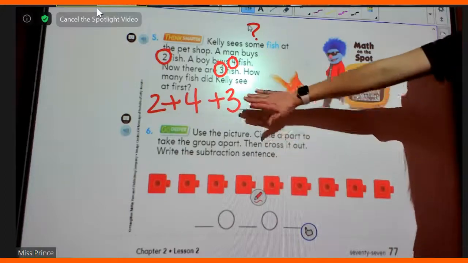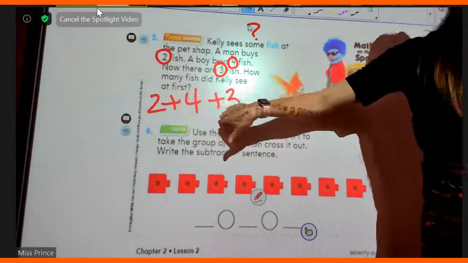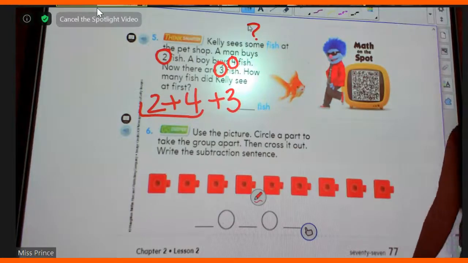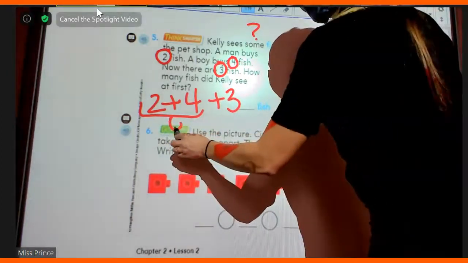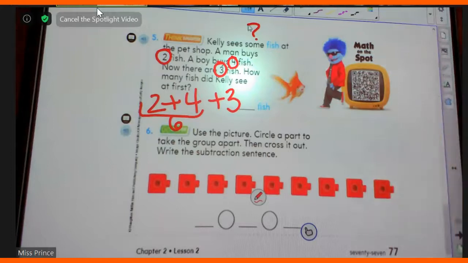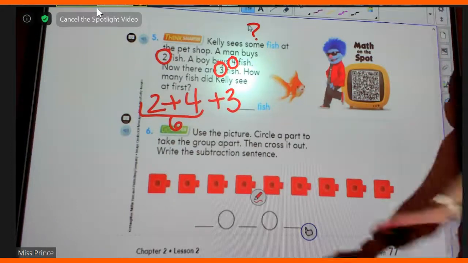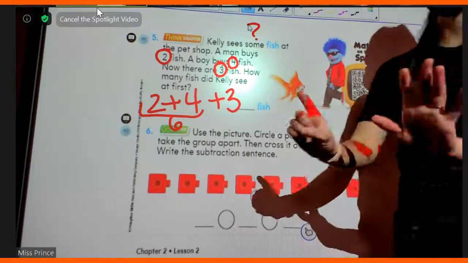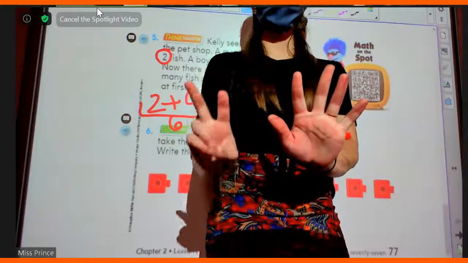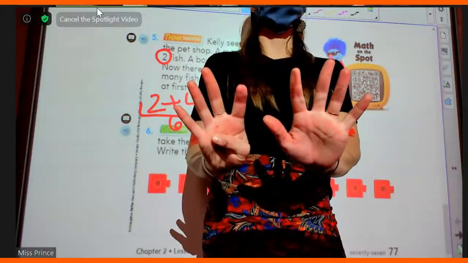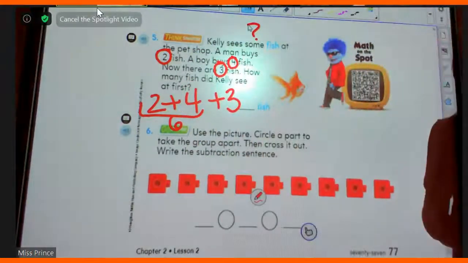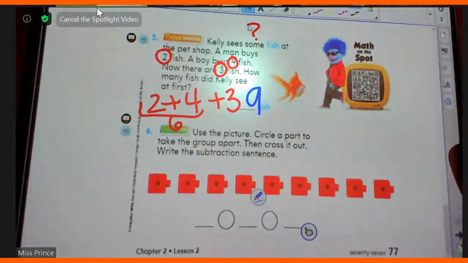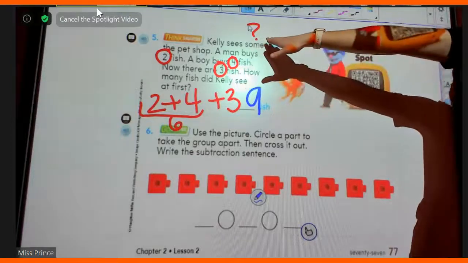So what we're going to do is just add this part, and then we will add the other part. So 2 plus 4. 2 plus 4 is, Xander? 2 plus 4 is 6. 6 plus 3 more. Kaya? I have 6 plus 3 more. 9. 6, 7, 8, 9. It's 9. Woo, yeah. You were right. Nice job. So, how many fish did Kelly see at first? What was our mystery number?